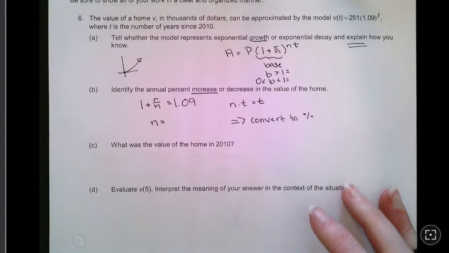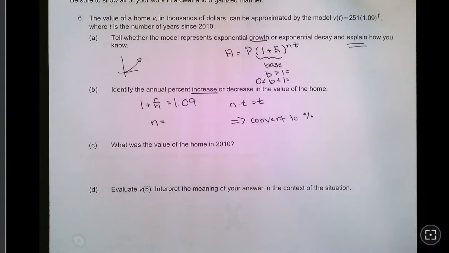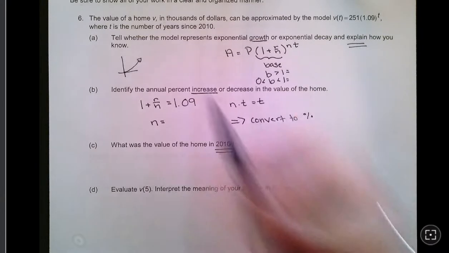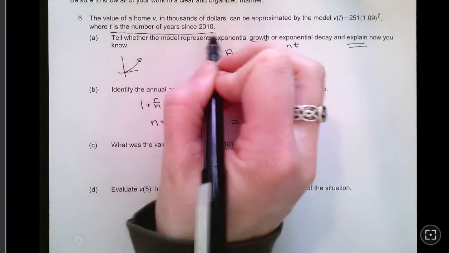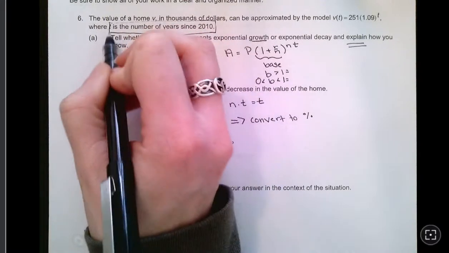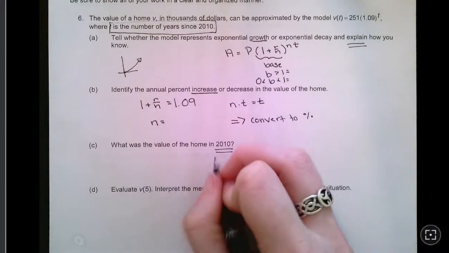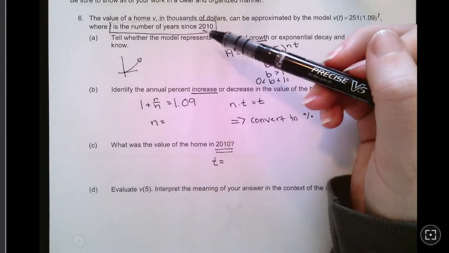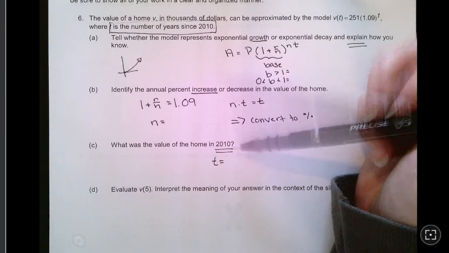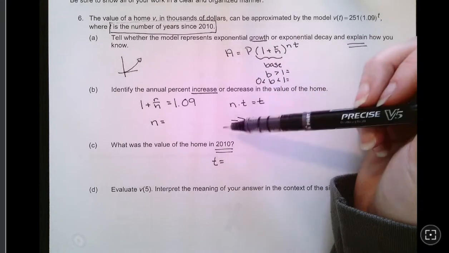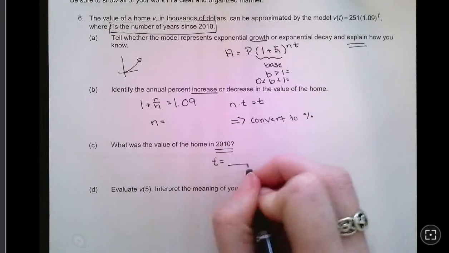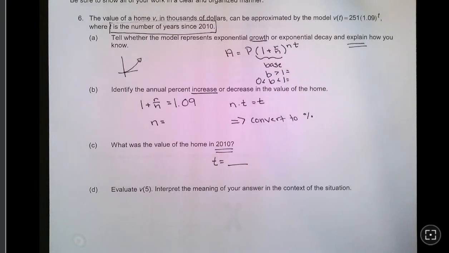Okay. Part C. A lot of you are getting confused by this 2010. It says t is the number of years since 2010. So how much time has passed between 2010 and 2010? Have we gone anywhere yet? Hopefully you're saying no. Plug that value in. Find your new part for this.